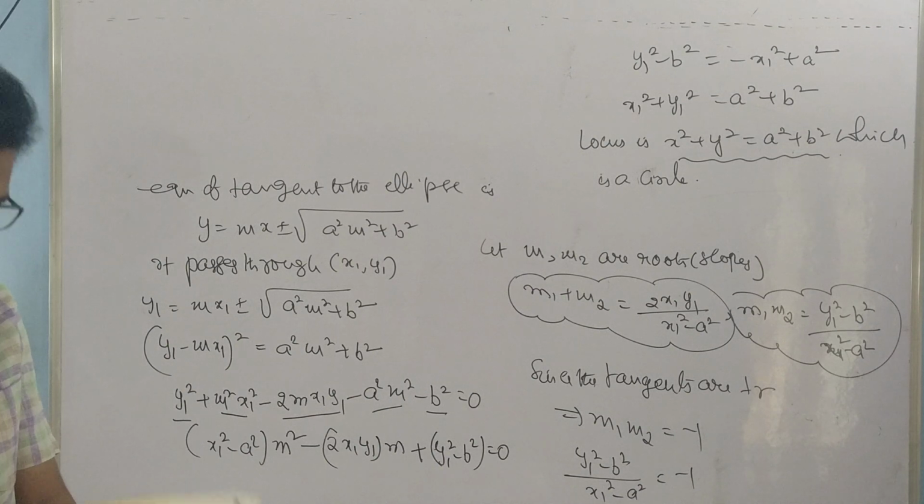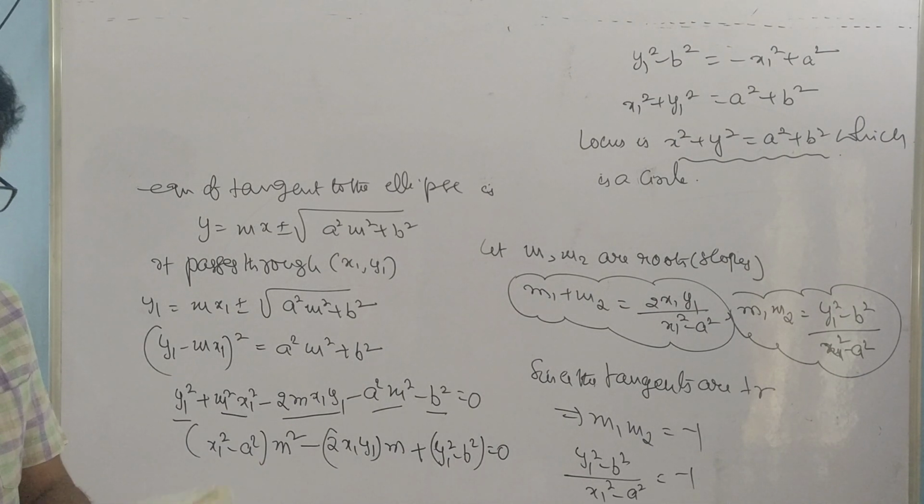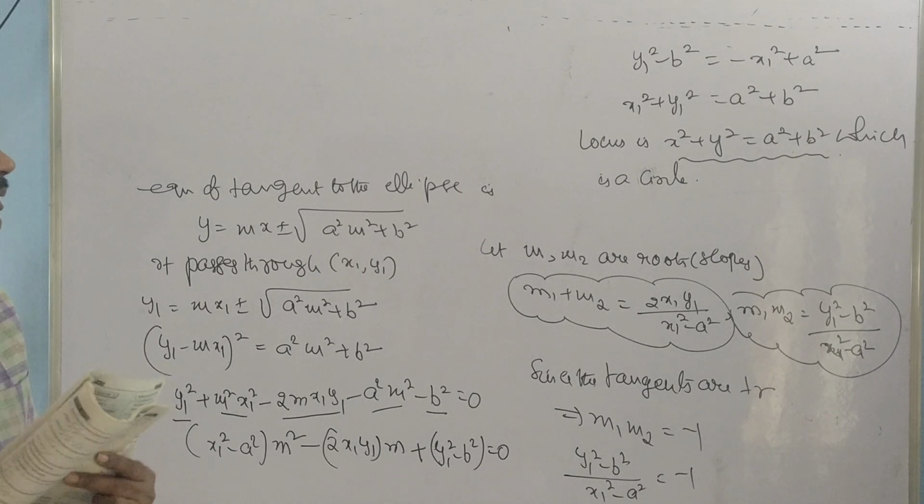So the equation of the director circle is x square plus y square equal to a square plus b square. Write down the problem.